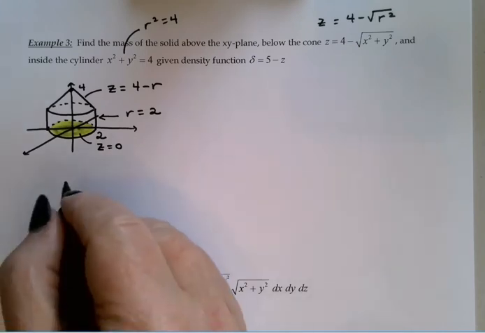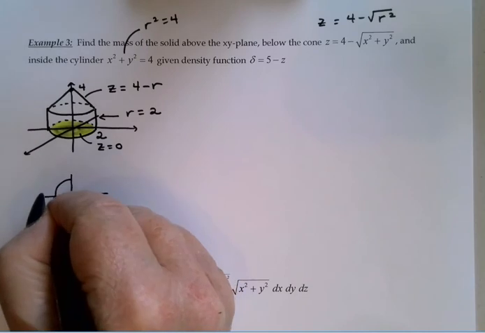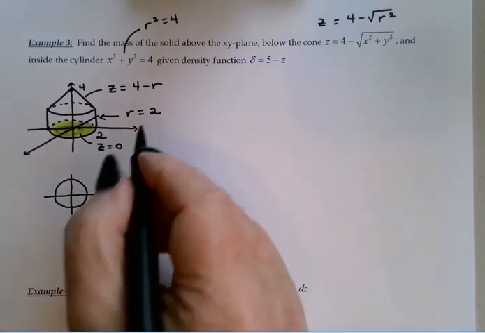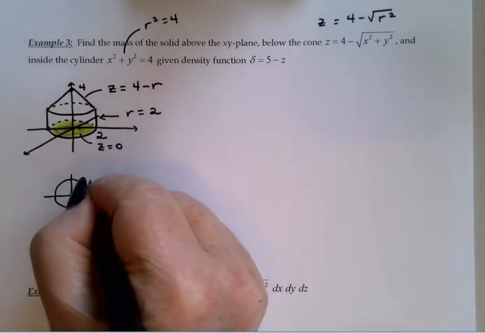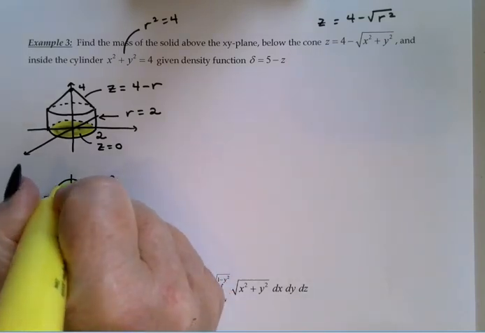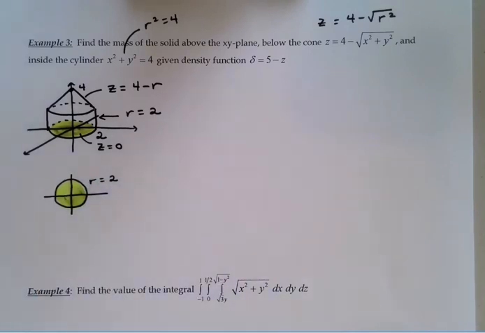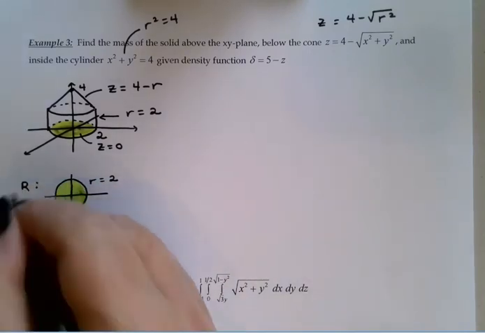Before I set up my integral, let me also just sketch the region R. It's this circle in the xy plane. We already know the equation of that circle is r equals 2. And it didn't say anything about limiting to a certain octant or anything, so in this case we'll use the entire circle as R, the region.